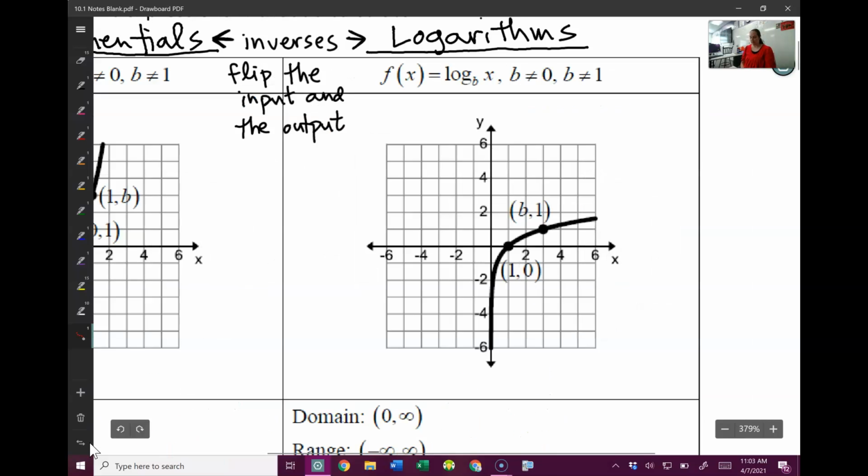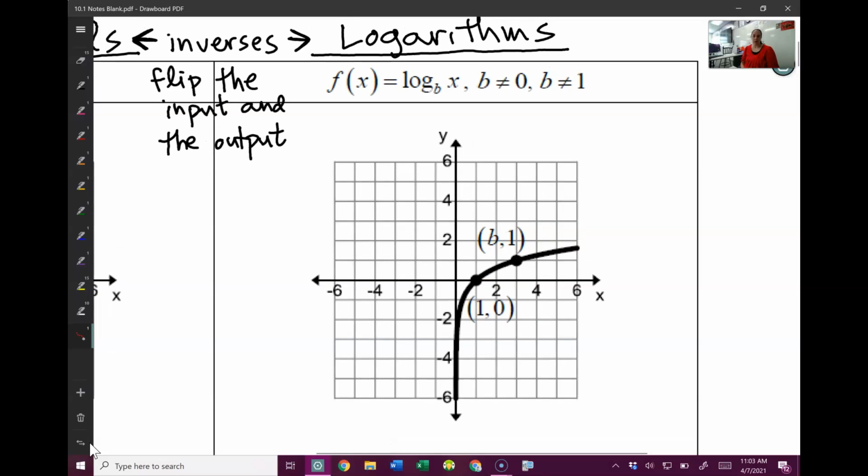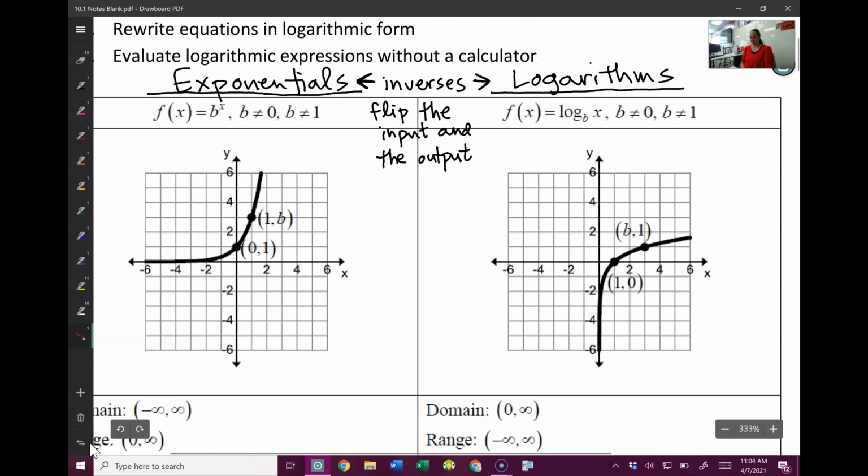So this is your graph of your logarithm, your basic logarithmic graph. You'll see it kind of looks similar to the exponential, except this time it looks like our hockey stick is standing up. So we've got a hockey stick that shoots off to the side. So that's your logarithmic graph, the basic one.